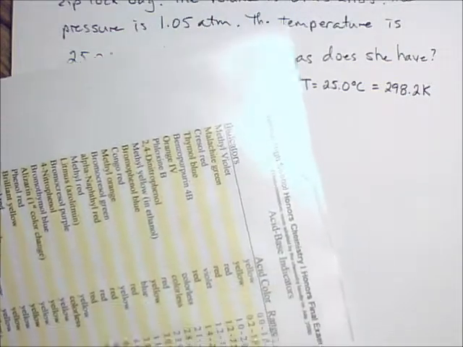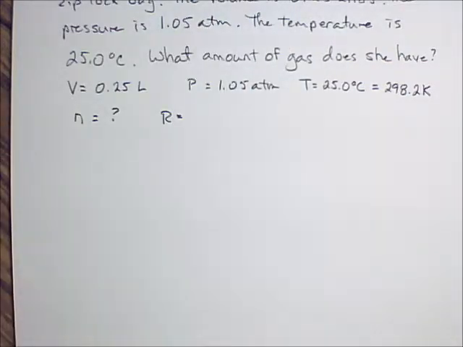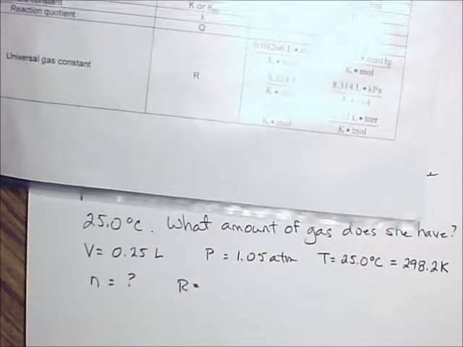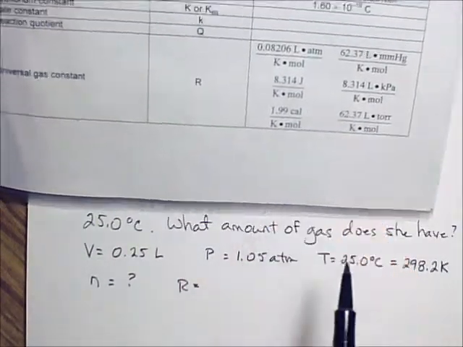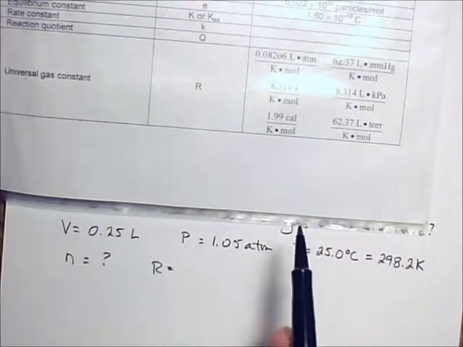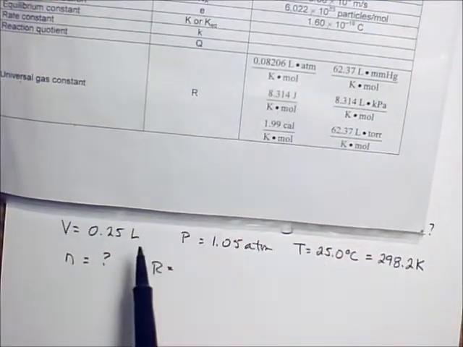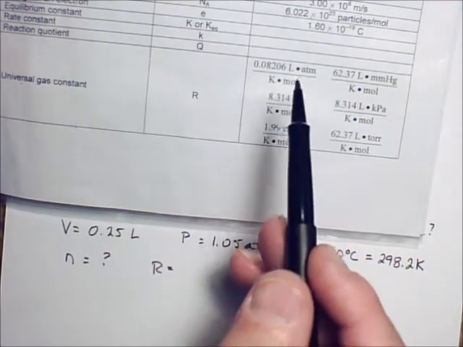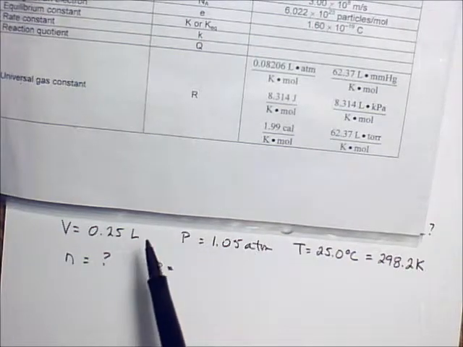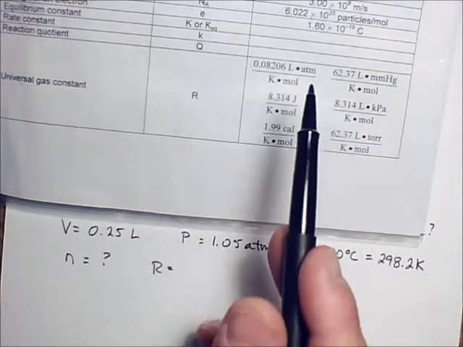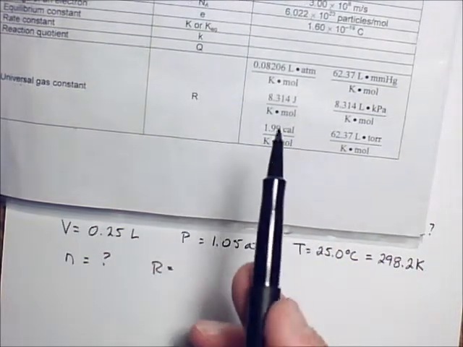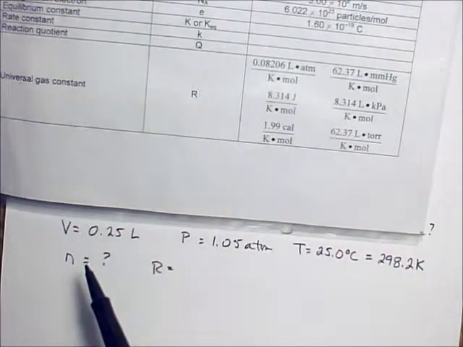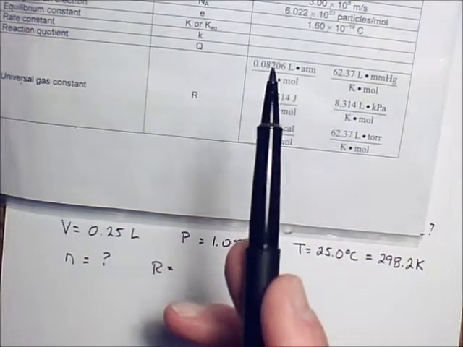Well, here's how you do that. Let's go back over here to the front page of your test references, with those 6 different versions of R. All I have to do is find a version of R that matches the units of measurement in the problem. The very first one has liters, like liters here, atmospheres, like atmospheres here, Kelvin, like our temperature here, and moles, like N represents. So that's the version of R I need.